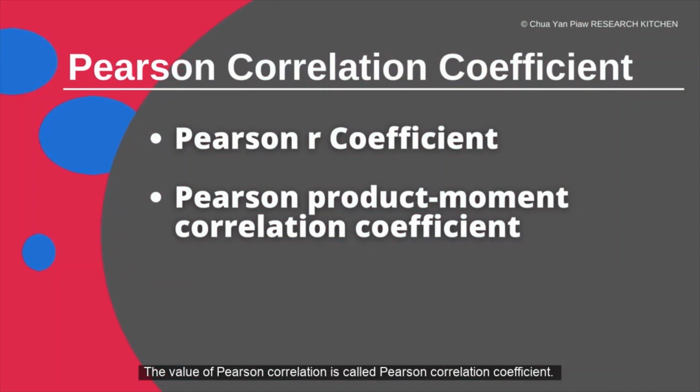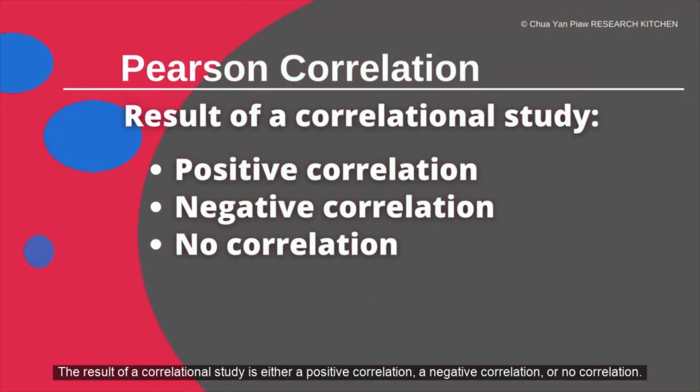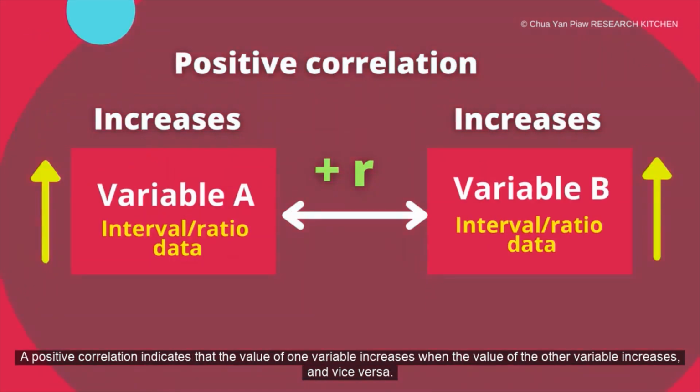The value of Pearson correlation is called Pearson correlation coefficient. It is also named as Pearson's R, or Pearson product moment correlation coefficient. The result of a correlational study is either a positive correlation, a negative correlation, or no correlation.